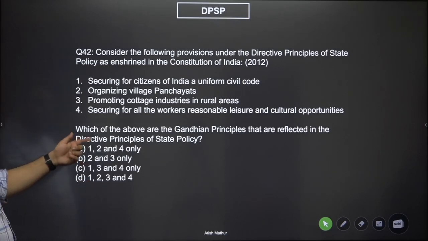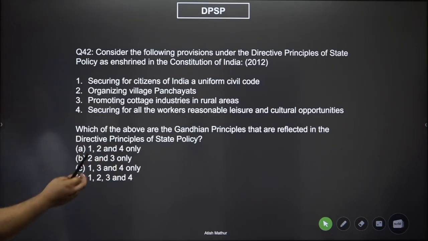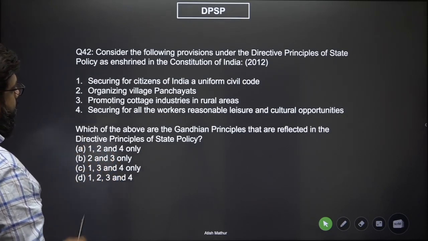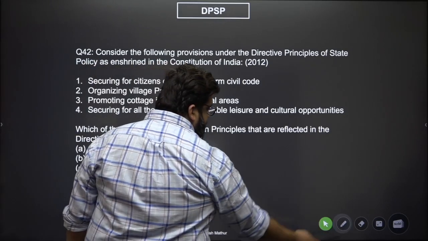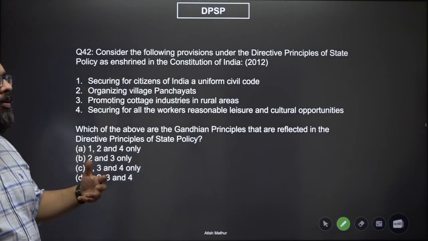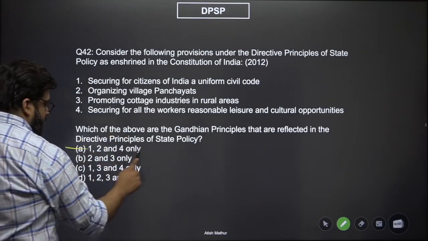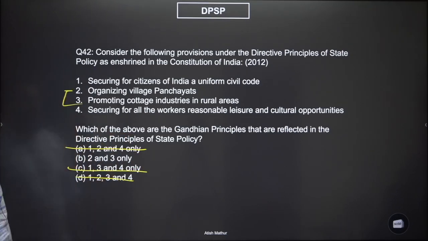Except for option number B, 4 is present in all. Can we eliminate option number 4? Gandhian means it has to be orthodox and it has to be grassroots, and therefore we have to look for option number 4. Securing for all workers reasonable leisure and cultural opportunities. That has nothing to do with grassroots or conventional. So definitely 4 is wrong. So you are eliminating 4. You're only left with 2 and 3.